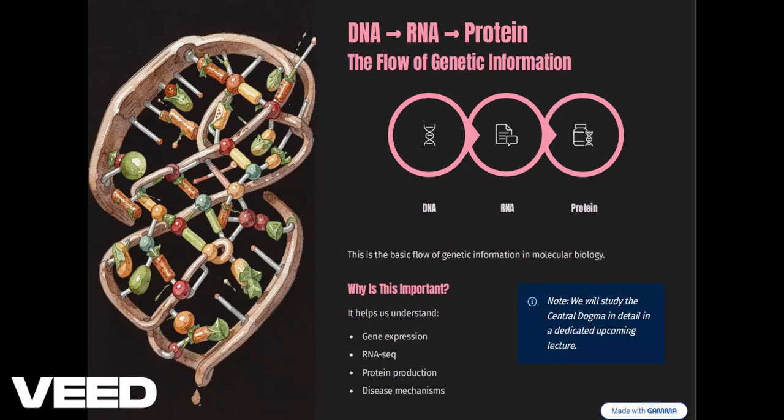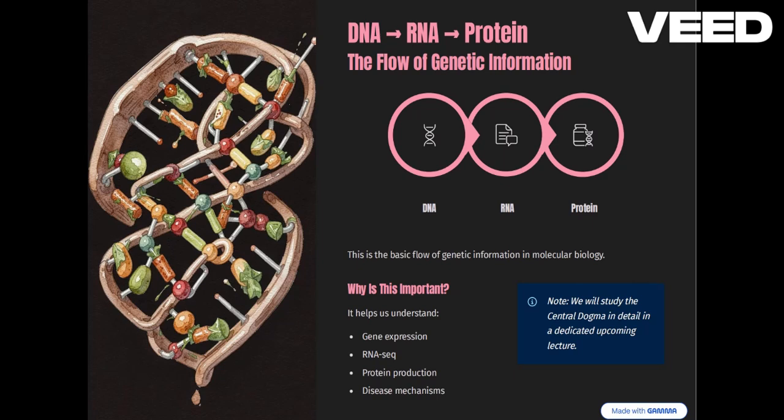Now we come to one of the most important concepts in molecular biology. The basic flow of genetic information can be represented as DNA, RNA, protein. DNA contains genetic information. Through a process called transcription, information from DNA is used to produce RNA. Then through translation, the information in RNA is used to produce proteins. Proteins perform many important functions in our cells and bodies.